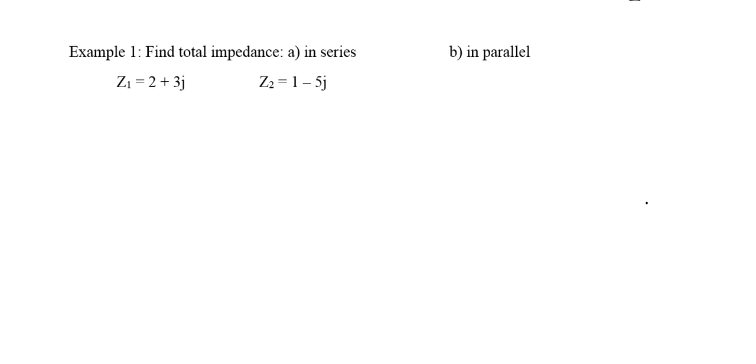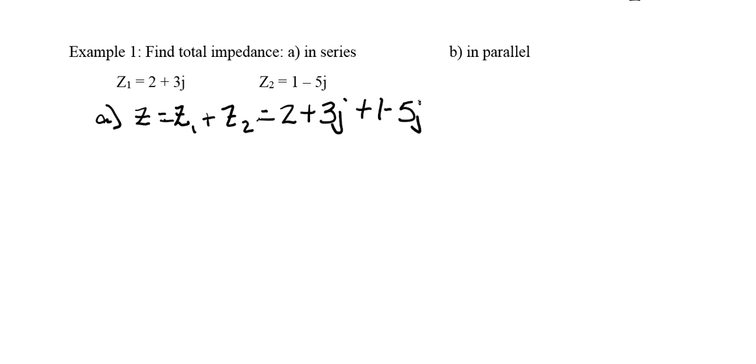So if I want to find the total impedance in series, these are my given two circuits. To find it in series first, remember it was just to do Z1 plus Z2. So 2 plus 3J plus 1 minus 5J. Put together my like terms. 2 plus 1 is 3. 3 minus 5 is minus 2J. And that's our answer.